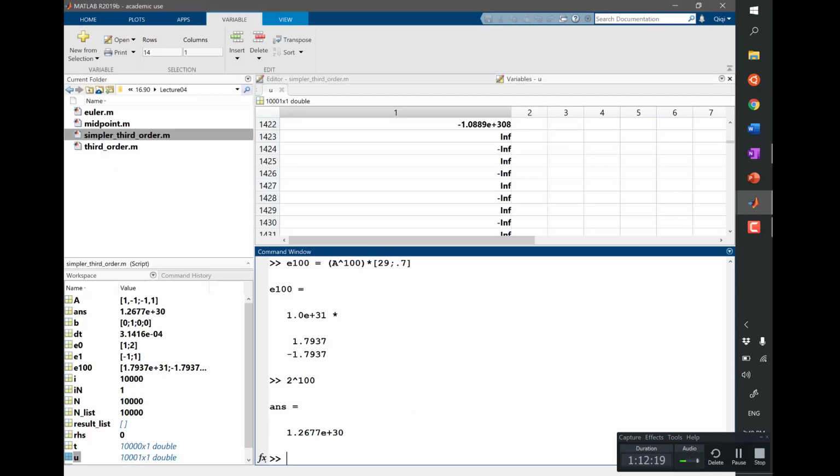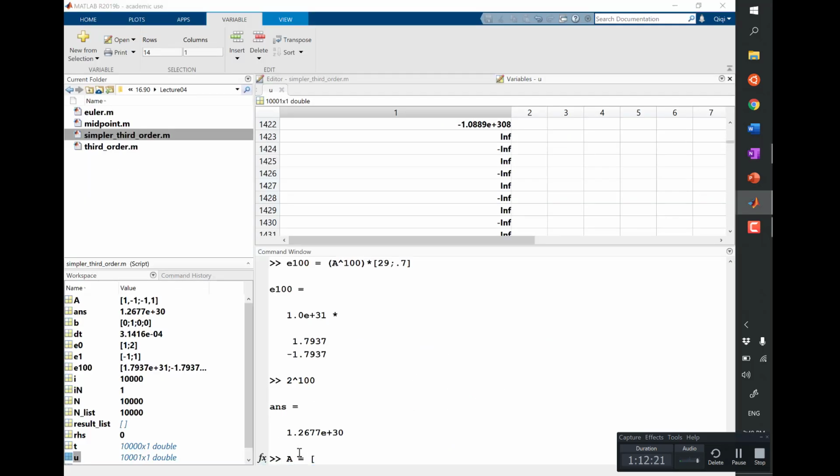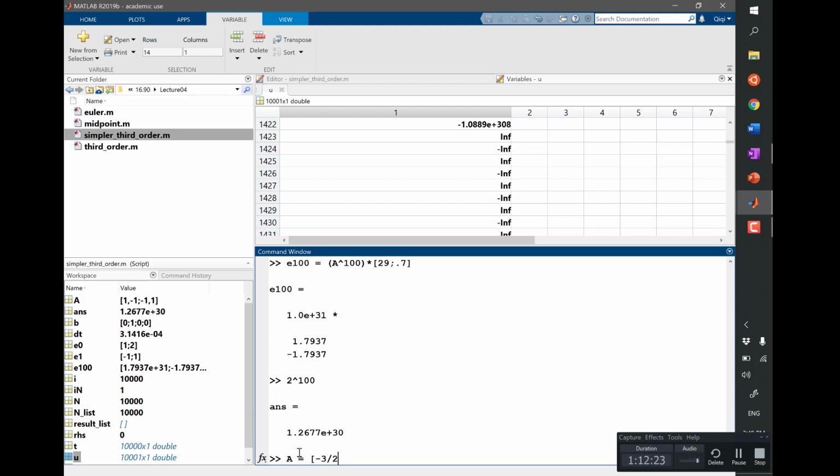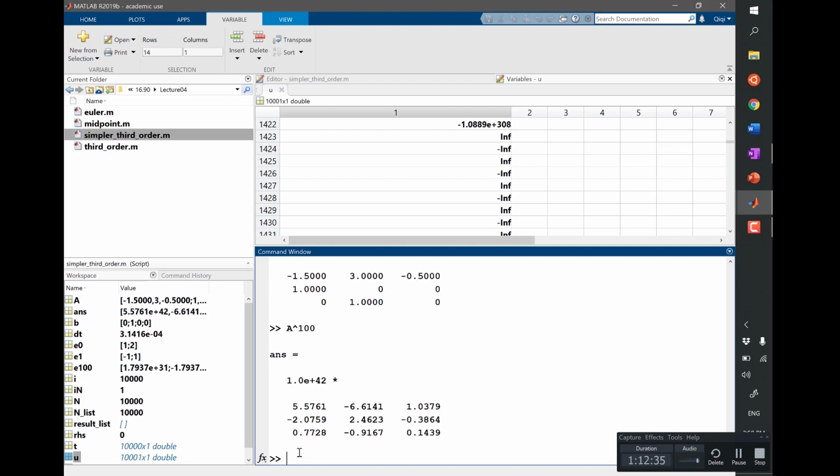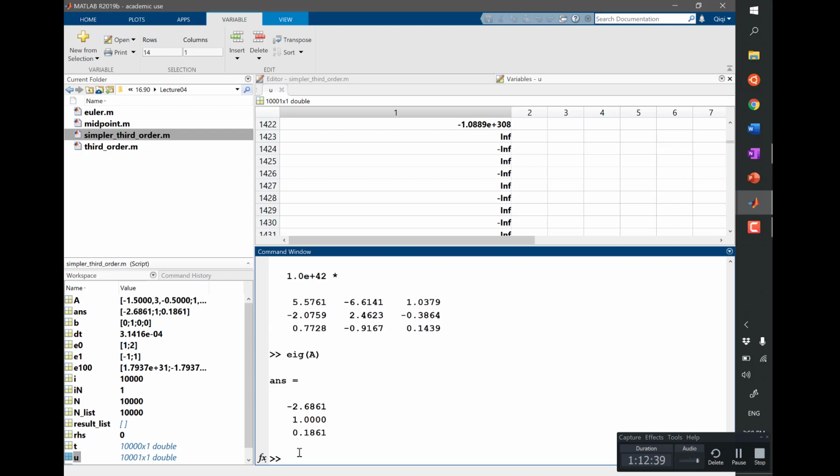Right? And let's look at this matrix. Minus 3 half, 3 minus half, 1 0 0 0 1 0. Okay, let's say A to the 100. Pretty large. And the eigenvalues of the matrix: we can see that we get one eigenvalue that's pretty small, one that is exactly equal to 1, and this one calls for trouble.